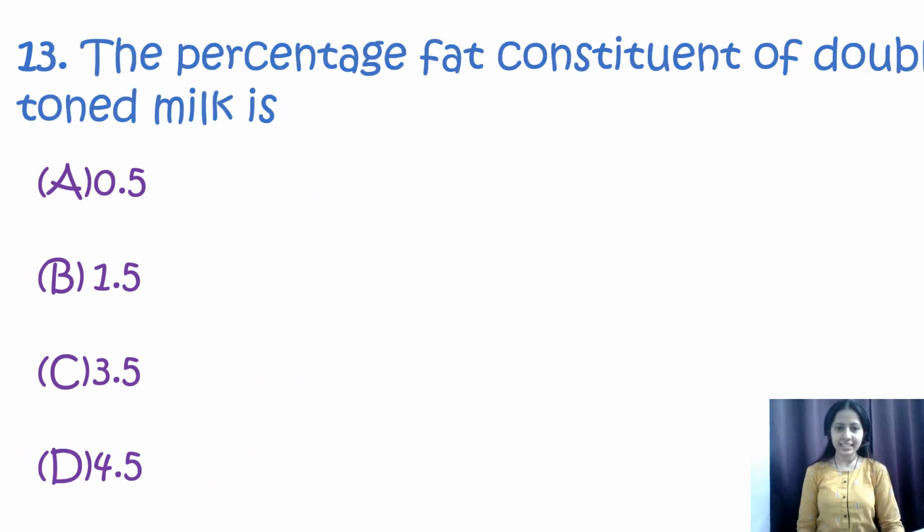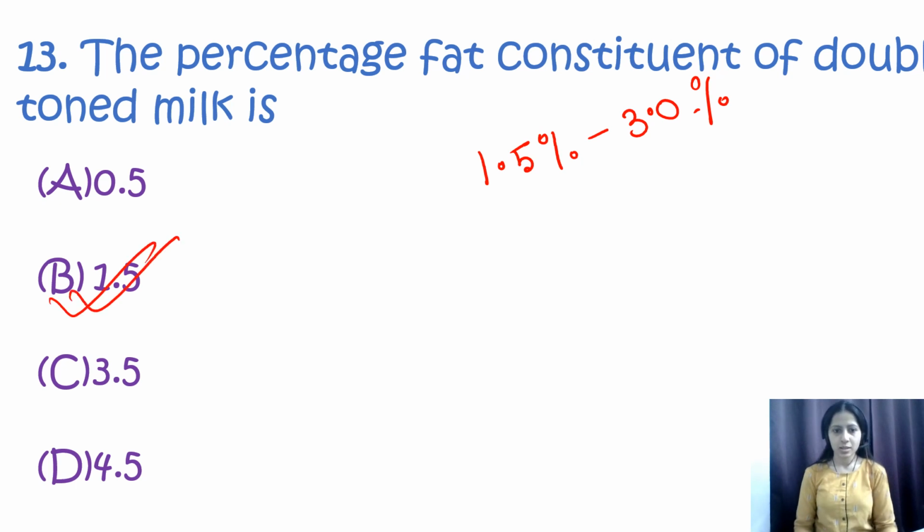Question number 13: the percentage of fat constituent of double toned milk is? Options are 0.5, 1.5, 3.5 and 4.5. The fat content of double toned milk basically ranges from 1.5% to 3%. So over here my most correct answer will be option B. So the correct answer is B.